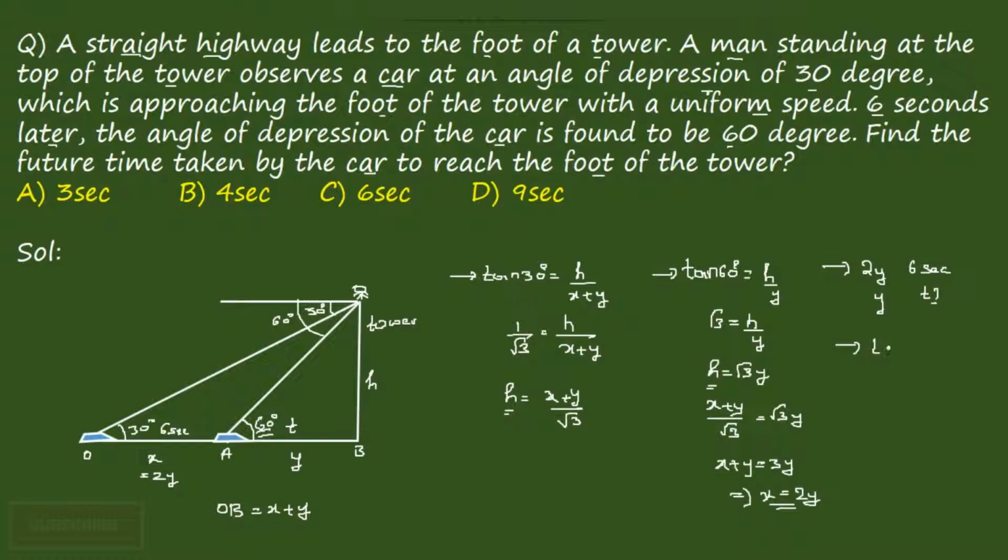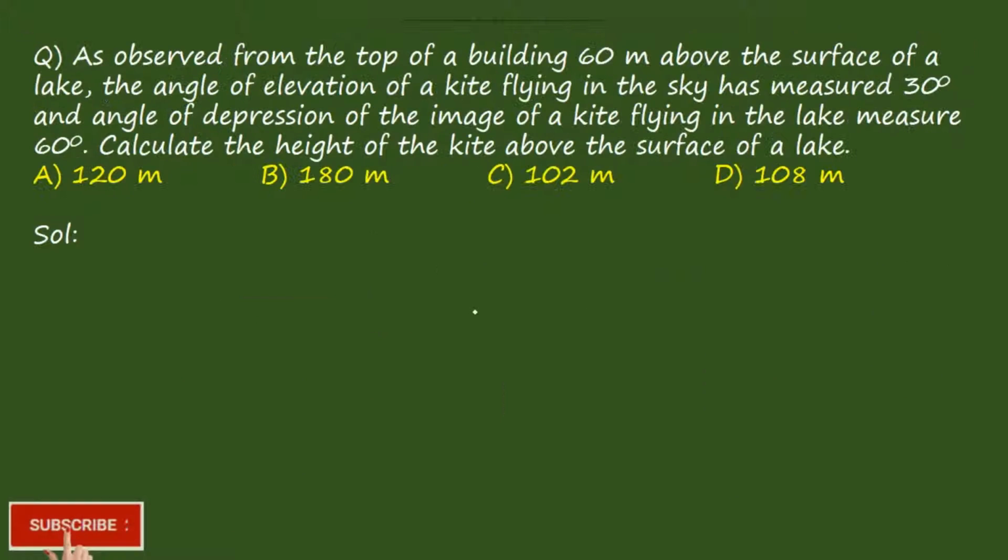We have to find out this one. Then we get t is nothing but equal to 6y by 2y, right? Which is equal to 3 seconds. So time taken is nothing but 3 seconds. So the time taken by the car to reach the foot of the tower is option A, 3 seconds. Come to the next question.